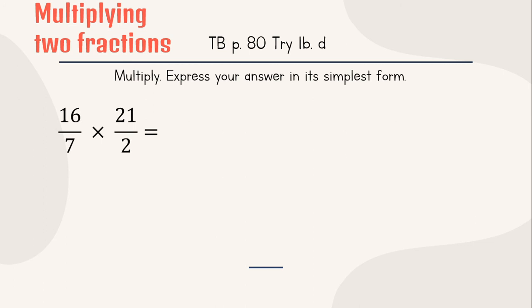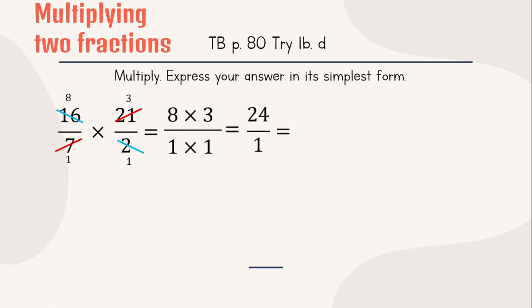6 per 7 times 21 per 2. Once again, any numbers that we can simplify? Yes, 7 and 21, so 1 and 3. And 6 and 2? Yes, 3 and 1. So what do we have? 1 times 3 per 1 times 1. 3 per 1 equals 3.